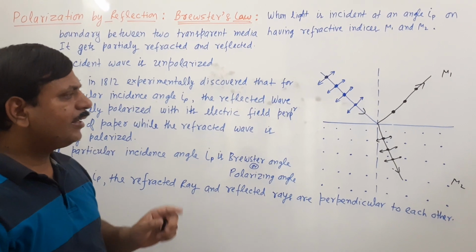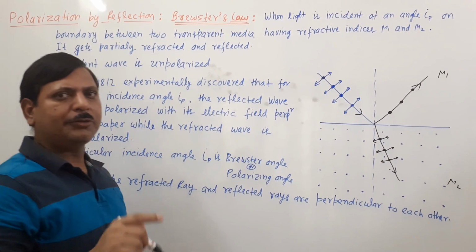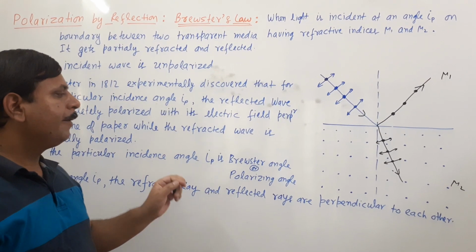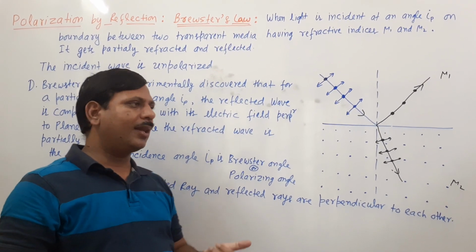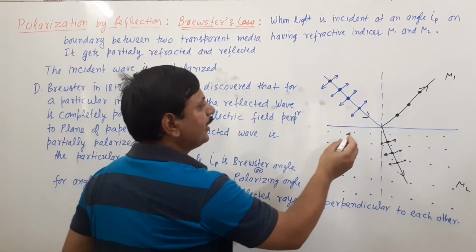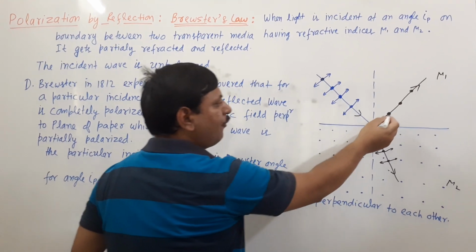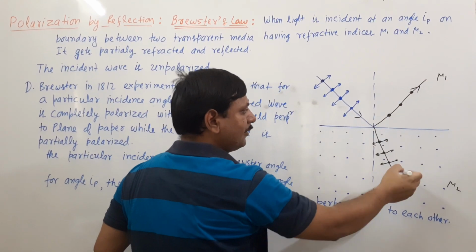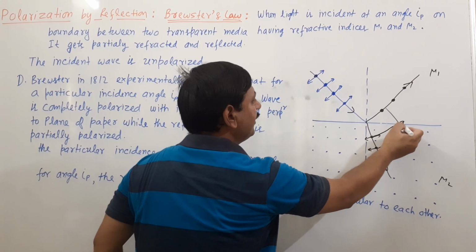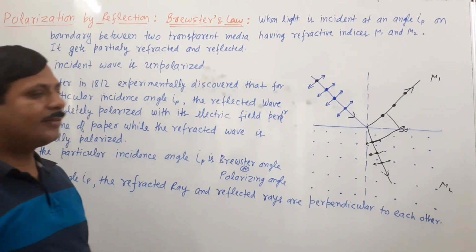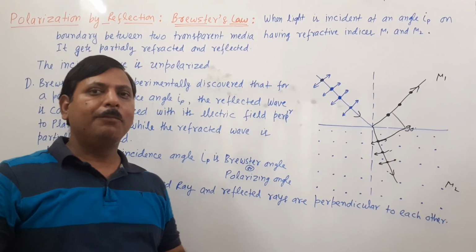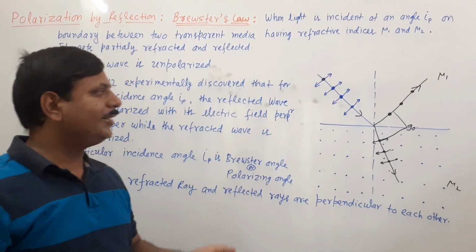See here, the particular angle that I have taken as IP is known as the Brewster angle or polarizing angle. At the polarizing angle, the angle between the reflected ray and the refracted ray is 90 degrees, or you can say the reflected and refracted rays are perpendicular to each other.